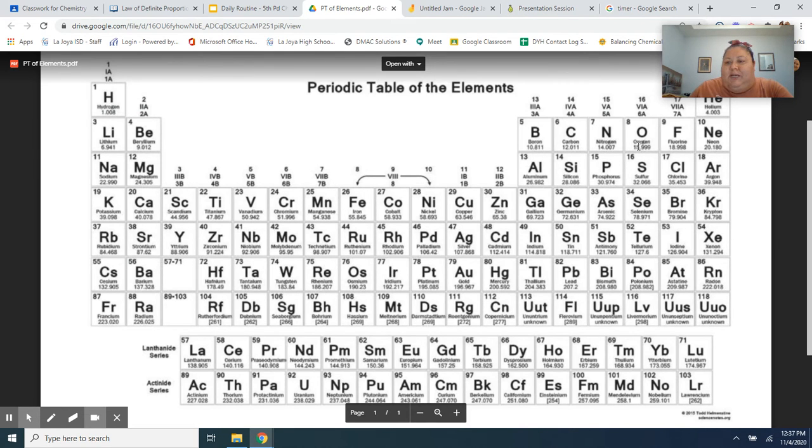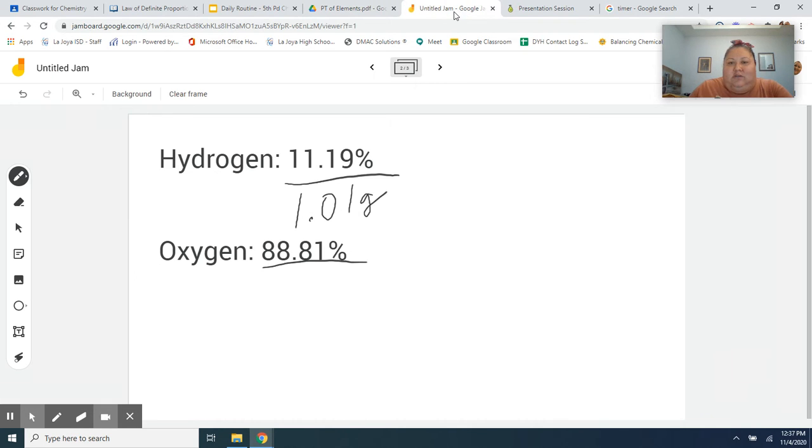Oxygen is 15.99, and if we round that, it's basically 16. So we're going to divide oxygen by 16 grams. Okay, and if you do the math, I have my handy dandy calculator, not texting anybody. As you can see, I have my calculator up.